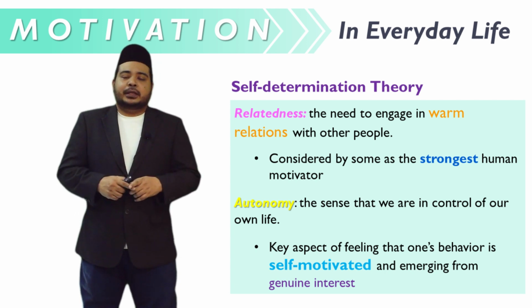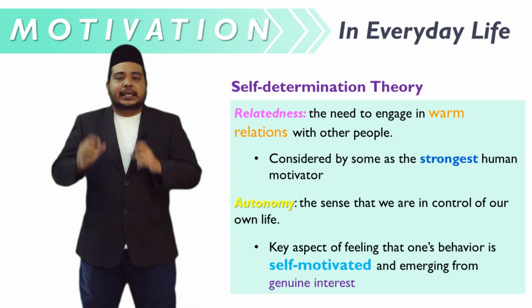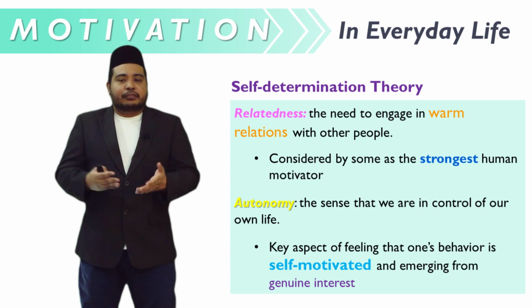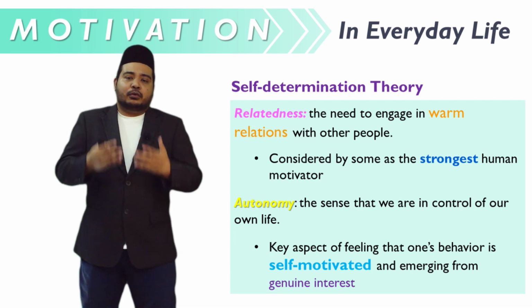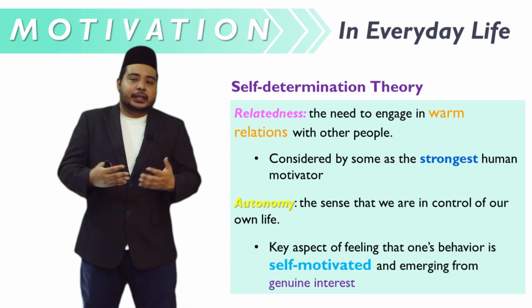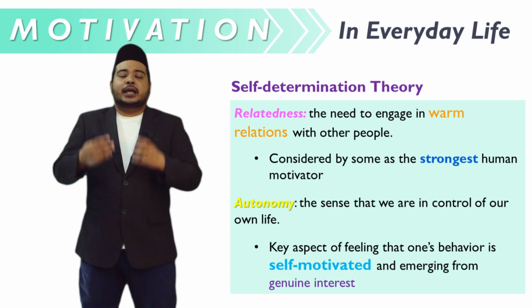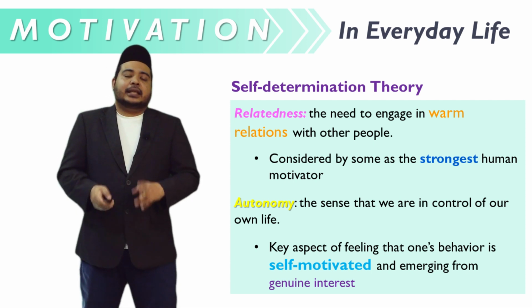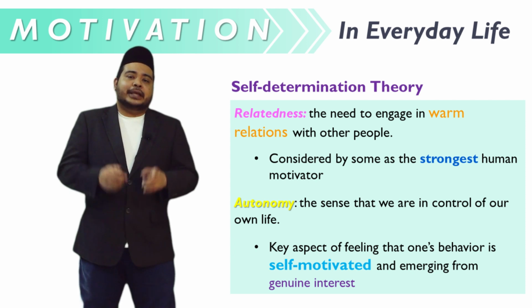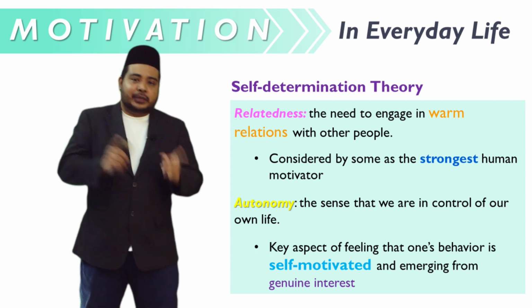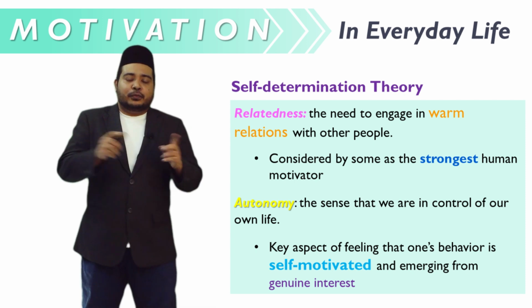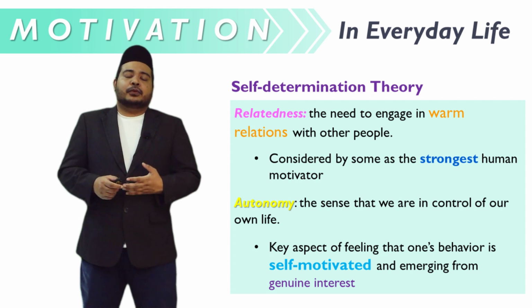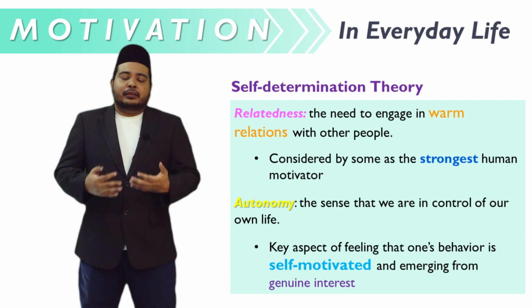So autonomy is considered a key aspect of feeling that our behavior is self-motivated and emerges from a genuine interest. So these three things, autonomy, relatedness, and competence, are the three basic needs of human beings. According to self-determination theory, if we are able to fulfill all of these three basic needs, we are able to develop growth and fulfillment.